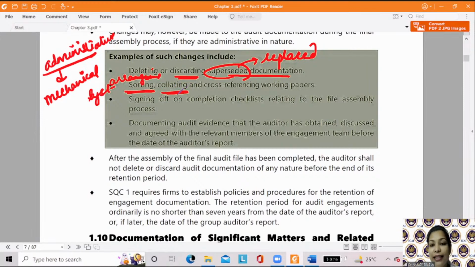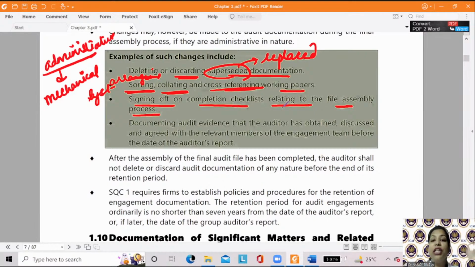Collating is what? Collecting. Let's say there are 4 or 5 team members. Each of the members has certain papers. So collating means collecting, cross-referencing the working papers. Okay. Signing off on the completion checklist relating to the file assembly process.